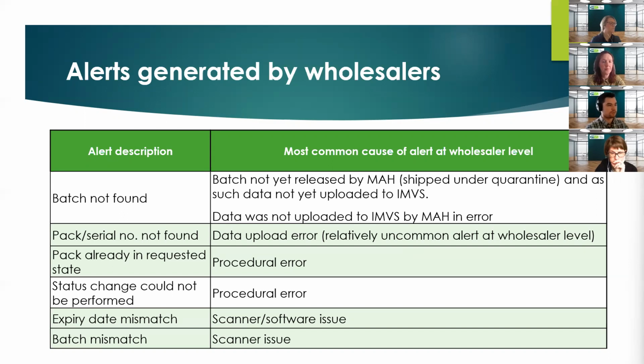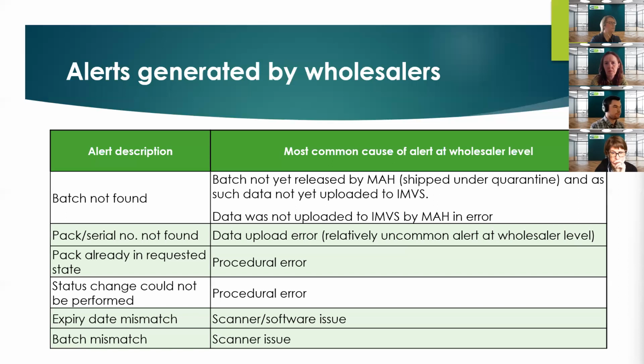For instance, the common alerts here are usually MAH errors, where the data just wasn't uploaded to the IMVS, or the MAH actually knows what they're doing about it, that it was shipped under quarantine and may have been scanned before the actual data was released.